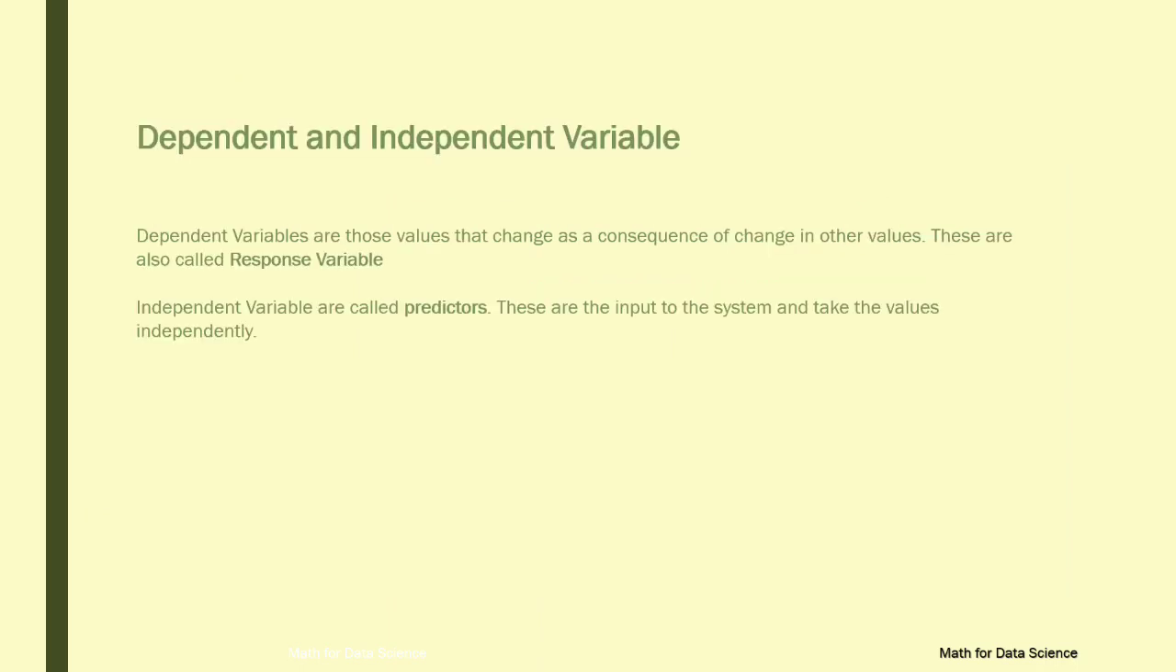Now let's understand. In the last slide, we just discussed dependent and independent variables. You must know what these are. Dependent variables are those which can change as a consequence of the change of the other values. These are called the response variables. And independent variables are those which are called predictors. These are the input to the system and take the values independently.